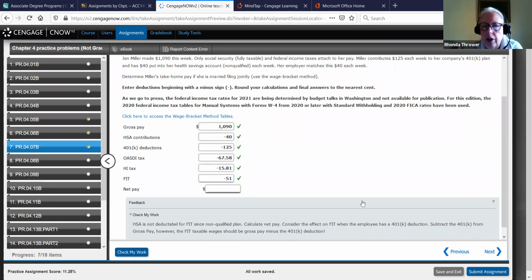All right, and then you're going to find the amount of the net pay, which is the gross pay of $1,090 less all the deductions. So $1,090 minus 40, minus 125, minus 67.58, minus 15.81, minus 51 leaves you with $790.61.